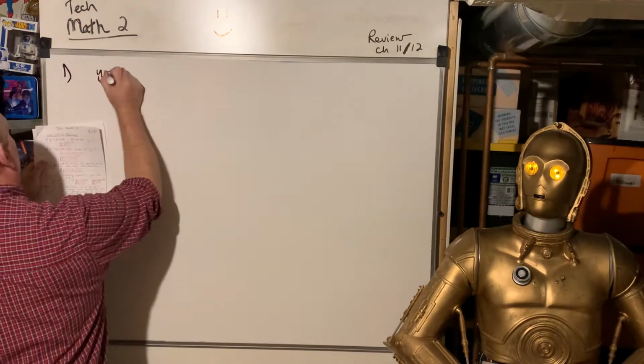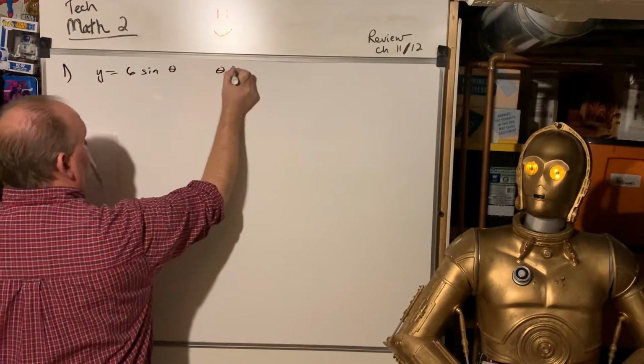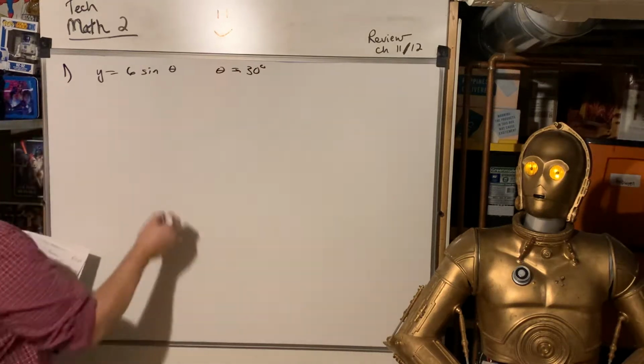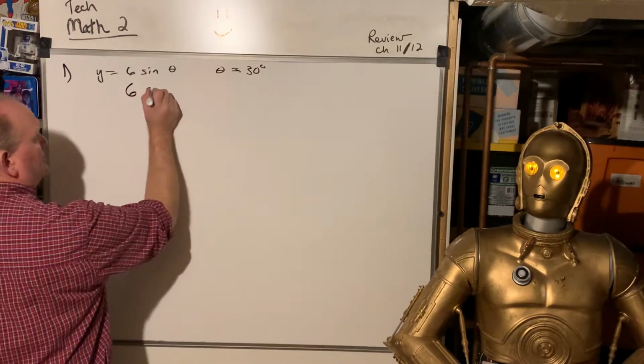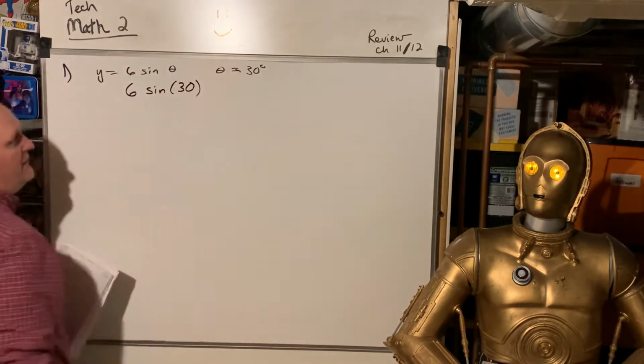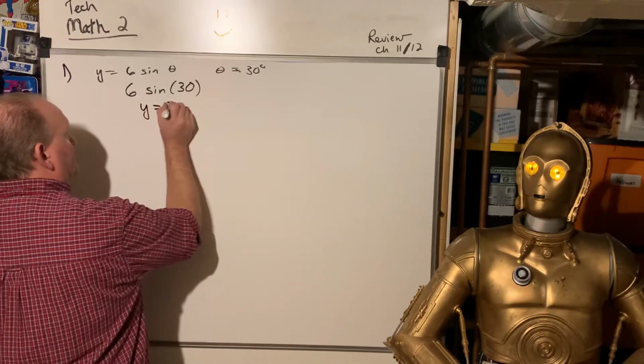Chapter 11, it's y equals 6 sine theta, and then they tell you theta is 30 degrees. So all you do with that is plug and chug. You're just going to type into your calculator 6, hit sine, 30. You can do the end parenthesis if you want, and then hit enter, and you get y equals 3.